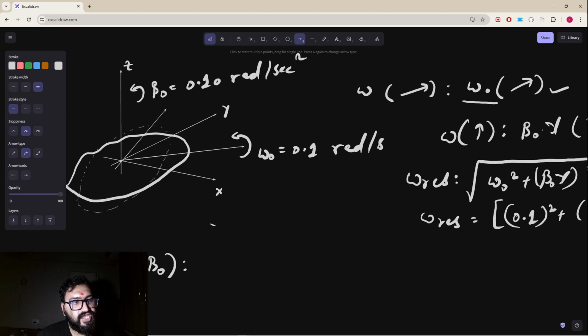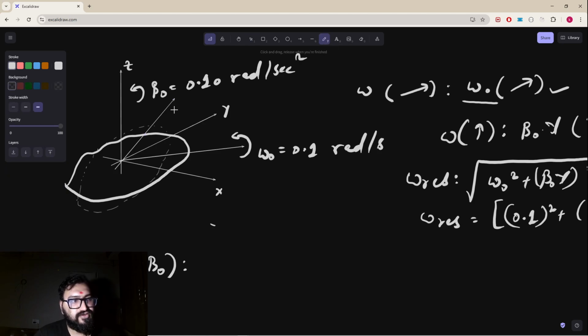the horizontal direction, okay? But if you see, the direction of the angular velocity in the horizontal plane will change again, okay? So at this position, the angular velocity in the horizontal direction would be along this direction, right? Initially it was along this direction. After some time it is along this direction, okay? So we see that it is continuously changing because this body is rotating about the vertical axis as well with an angular acceleration of beta naught, okay?